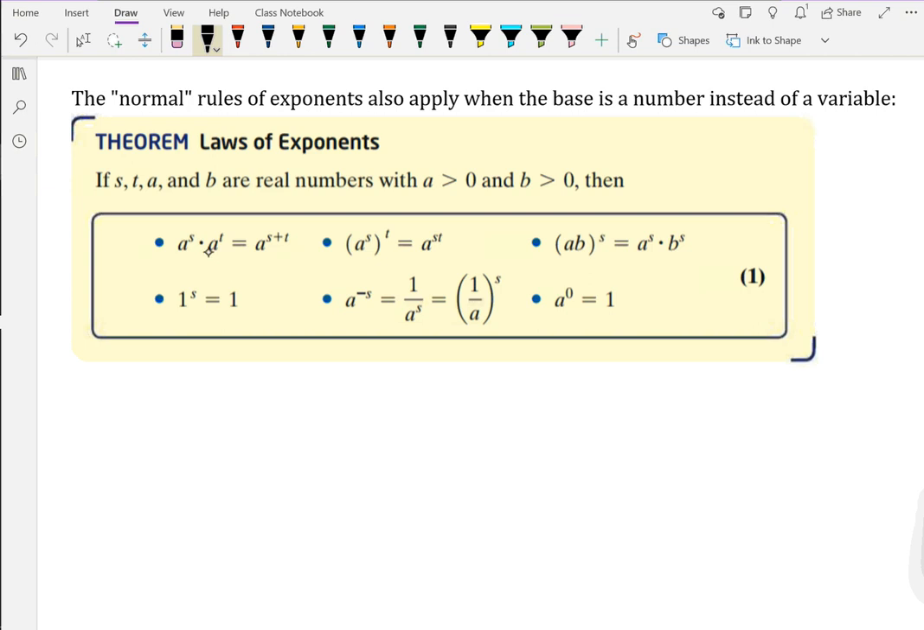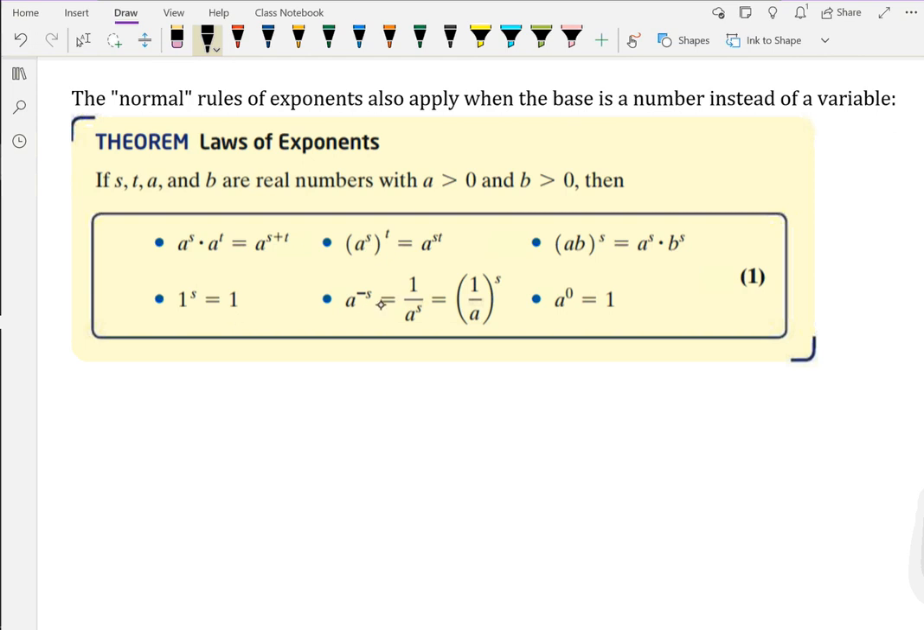If I'm multiplying with the same base, I end up adding the exponents. If I raise something with an exponent to another exponent, we end up multiplying those together. If I have an exponent outside of a parentheses, effectively, if this is multiplication, and make sure it's multiplication, then it effectively distributes that S through to the bases. 1 to any power, of course, is going to end up being 1.